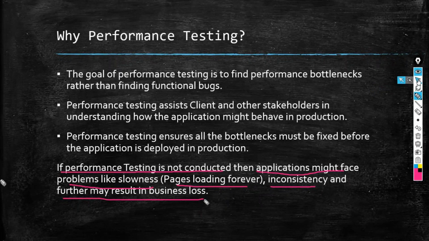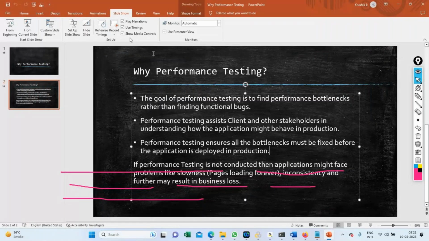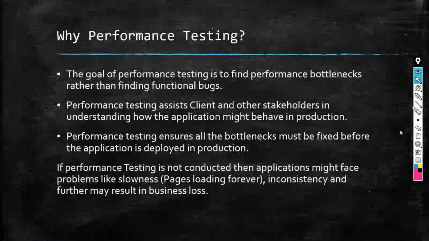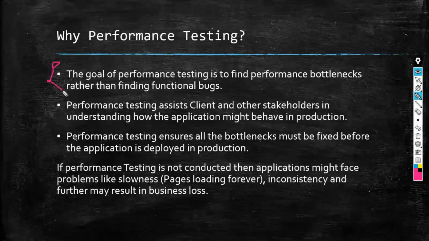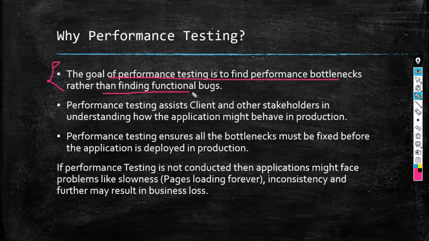One more important point. Here you see one more good point. The goal of performance testing is to find performance issues rather than finding functional bugs. To find functional defects or bugs, there is a separate functional testing team which we are not worried about. Our primary focus will be to identify the performance bottlenecks. In performance testing terminology, we call a performance issue a performance bottleneck.